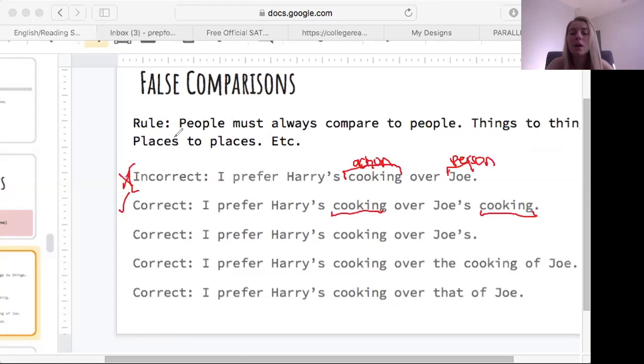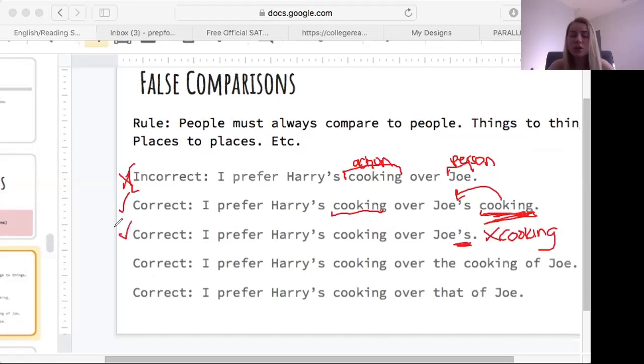How could I do that? Well, I could simply take out the cooking at the end of this sentence. Now, remember, when we have an apostrophe S, it shows the thing after belongs to that item. So what we could do when we're comparing items is actually leave out that item and it's implied that we're referring to the cooking or referring to whatever item we have in the sentence. So notice here, we could say, "I prefer Harry's cooking over Joe's." And that apostrophe is showing that we already have the cooking to follow. So that one works just as well.